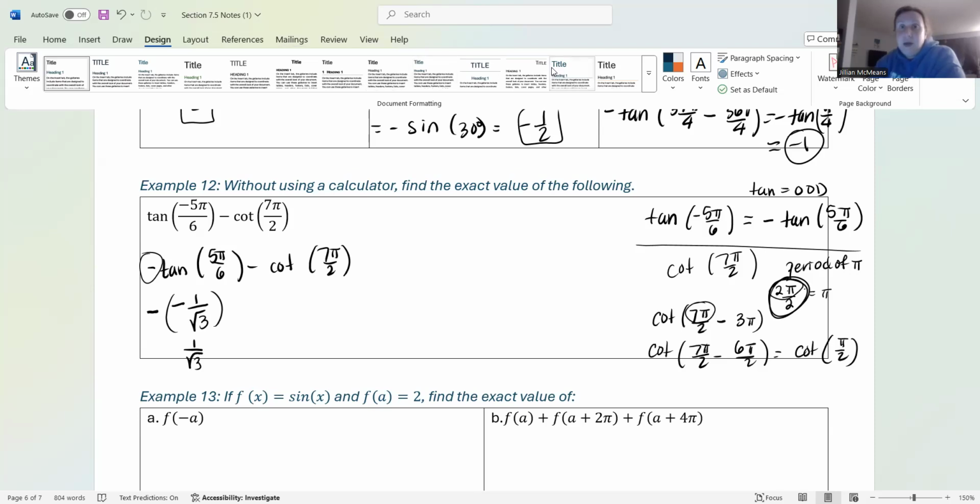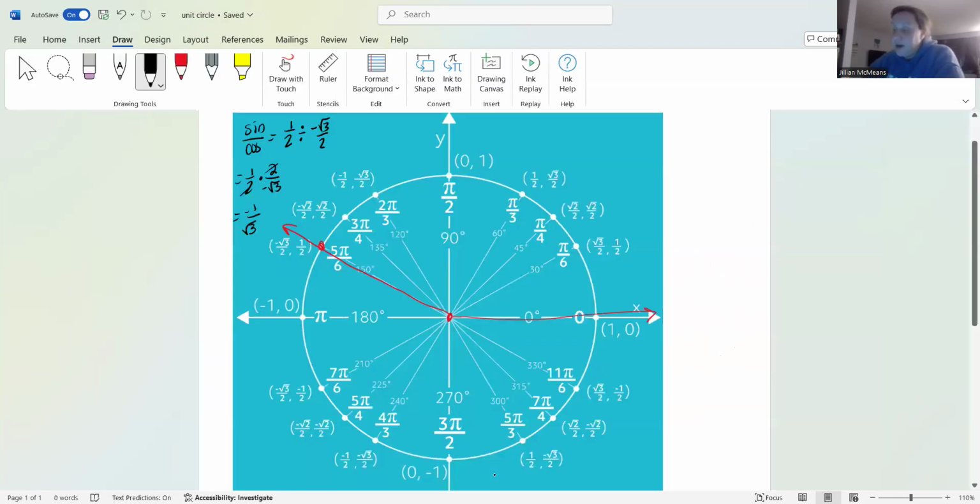And now we can go to our unit circle and we can look at pi over 2 as far as cotangent is concerned. So pi over 2 is right here, okay? We know that cotangent is the reciprocal of tangent, and tangent is sine over cosine. So cotangent is cosine over sine. We know that cosine is x and sine is y. So that's going to be 0 over 1 because this is our point right here. So that just equals 0. So cotangent of 7 pi over 2 is the same as cotangent of pi over 2, which is 0.